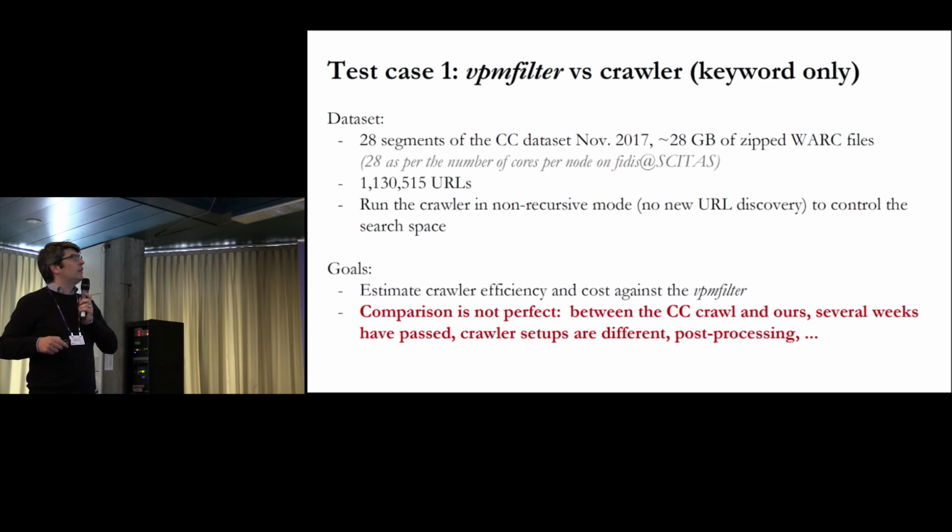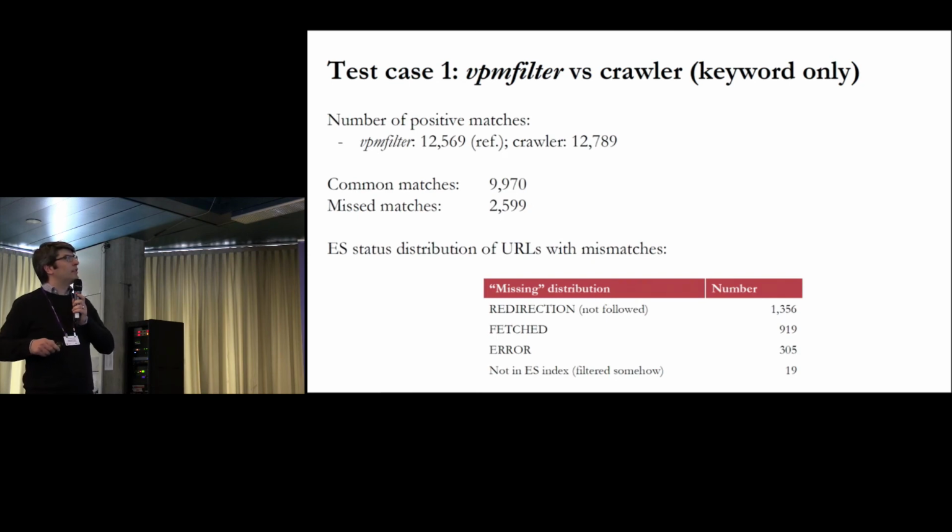And also that basically 80% of the matches were the same on both sides. Just note that here we have a redirection that I did not follow in that case, so this should be closer to 90%. What is more worrying is that there are pages that were fetched which did not identify the pattern keywords in the case of the crawler, where it was identified by the VPM filter. So here we have to see whether the page content had changed or if there was some post-processing done or whatsoever.